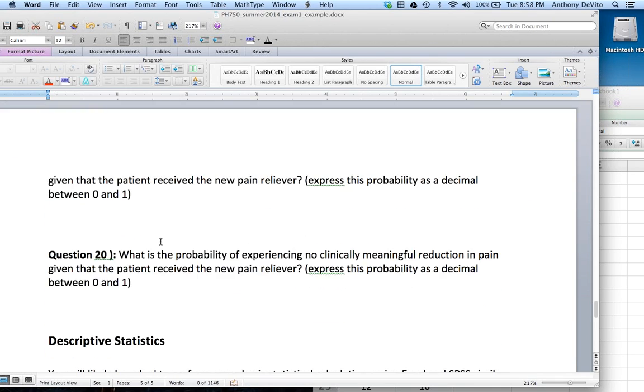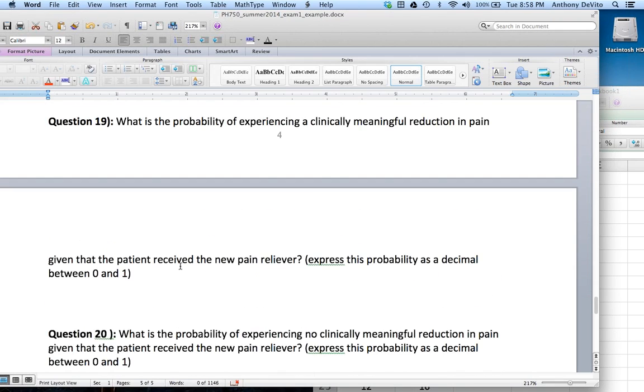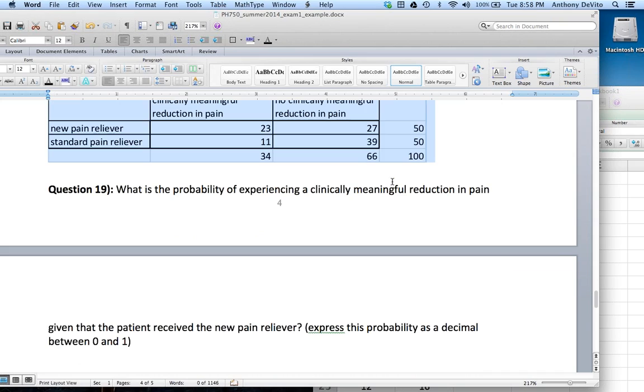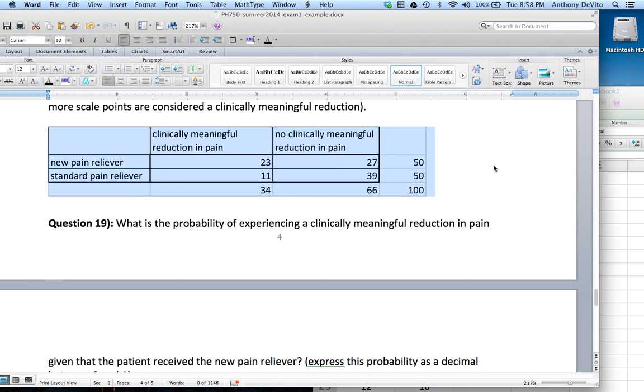Okay, let's read the next one. What is the probability of experiencing no clinically meaningful reduction in pain given that the patient received the new pain reliever? Again, all we're looking at is the people that received the new pain reliever, right? And what's the probability they had no meaningful reduction? 27 out of the 50 had no meaningful reduction. That's 34%. Excuse me, 54% of the population had no, or 0.54 of the people that got the new one. So it's 0.54. Okay, are you guys comfortable?